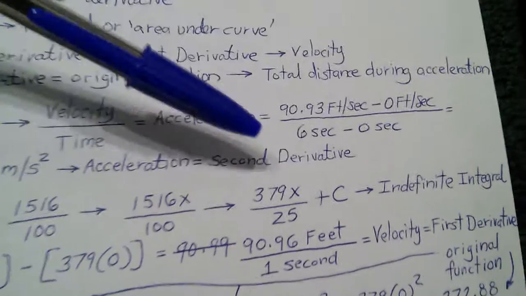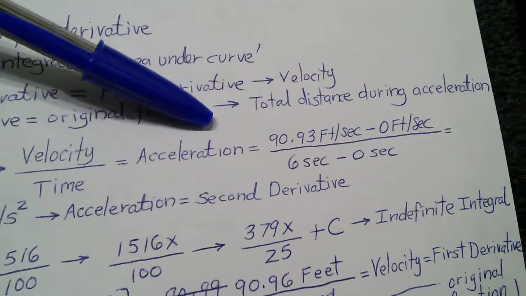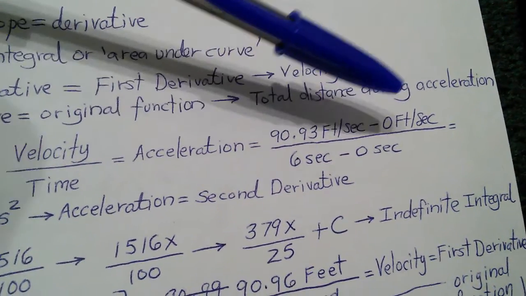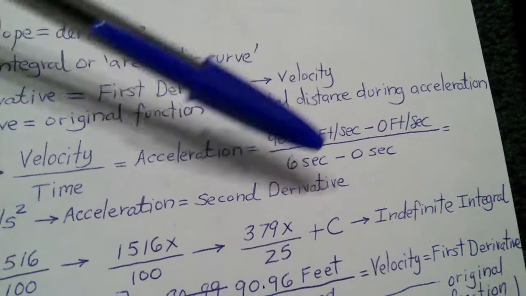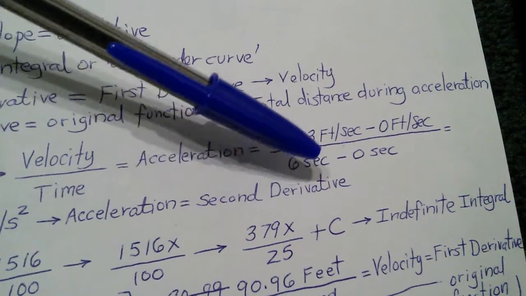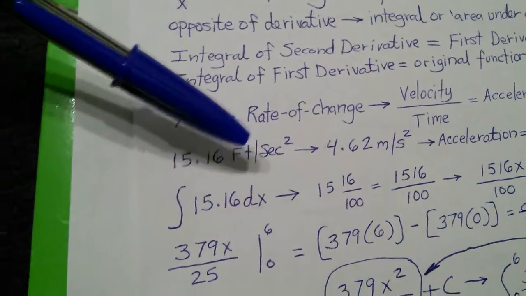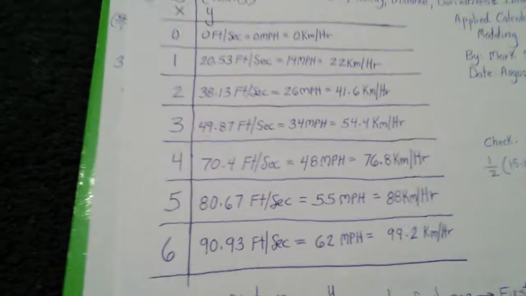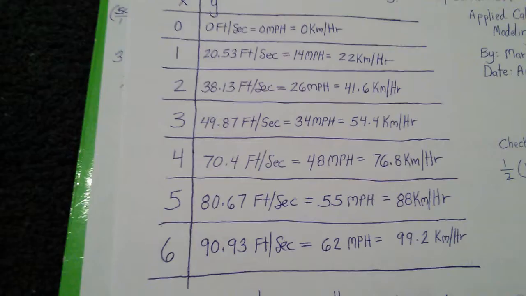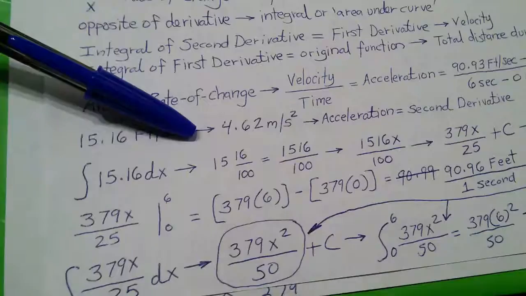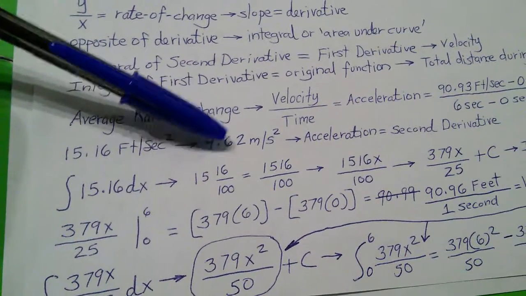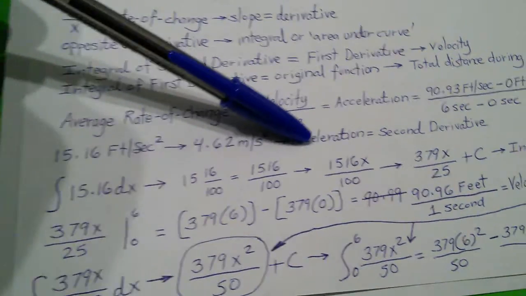So in this case, we can just use the algebraic rules for acceleration. The final speed minus the initial speed, delta y, divided into the final time minus the initial time, delta x. So we get 15.16 feet per second squared acceleration. That would be this acceleration representation of the model here. And of course, if you're using the metric system, 3.28 feet to a meter, so 4.62 meters per second squared.